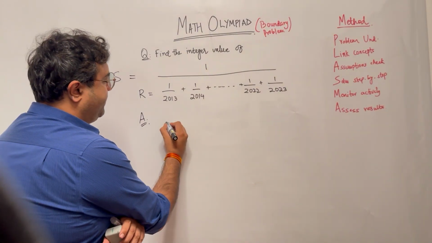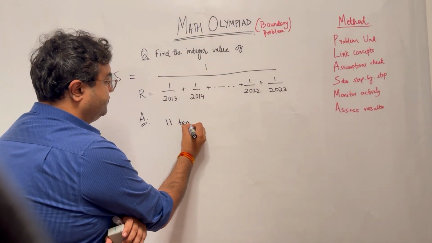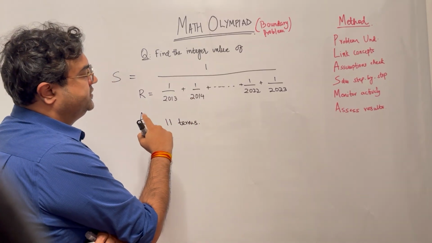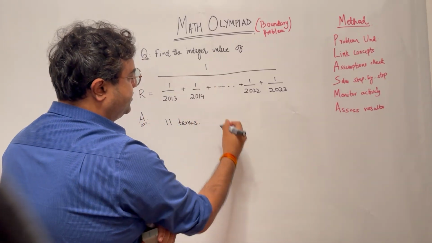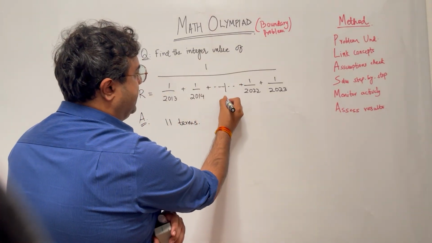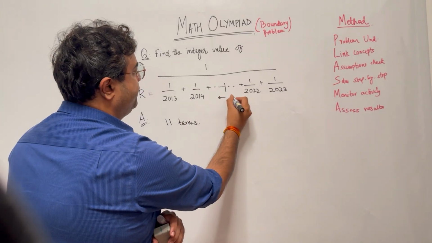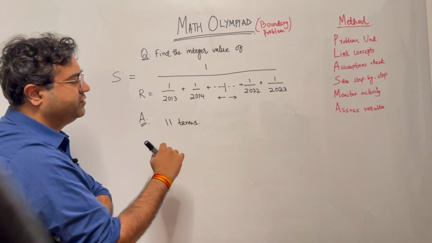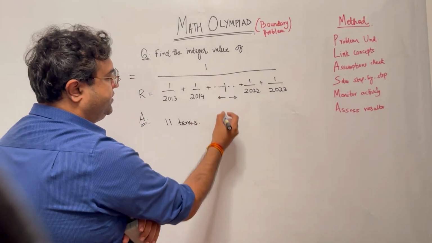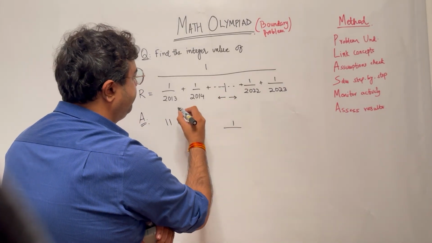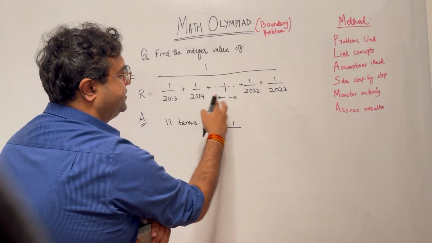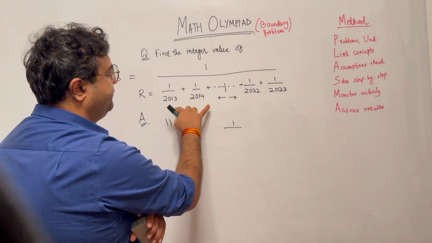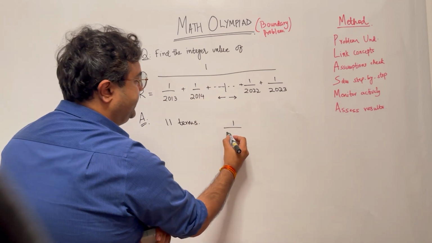What we see is we have 11 terms, correct? So there is some term here in the middle, and then there are 5 terms on the left of it and 5 terms on the right of it. For this case, there are 11 terms, correct? So the middle term is going to be 1 upon 2018, as 13 and 23 are 10 apart, so 5 you add, so 2018.